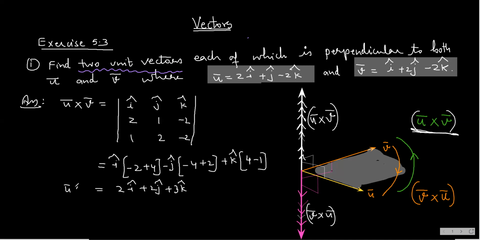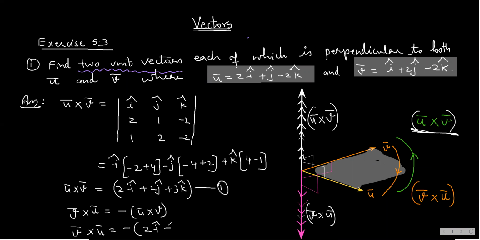This is U bar cross V bar. I got U bar cross V bar. This is number 1. Okay. So if this is U bar cross V bar, what will be V bar cross U bar? We all know V bar cross U bar is negative of U bar cross V bar. So remember students, if I just put a negative sign here, this will become V bar cross U bar, right? So the next step is therefore V bar cross U bar is equal to negative of 2i cap plus 2j cap plus 3k cap. Got it?